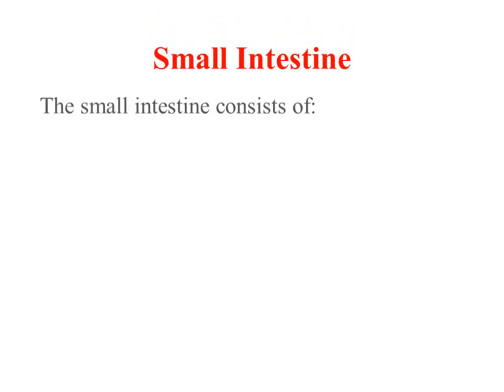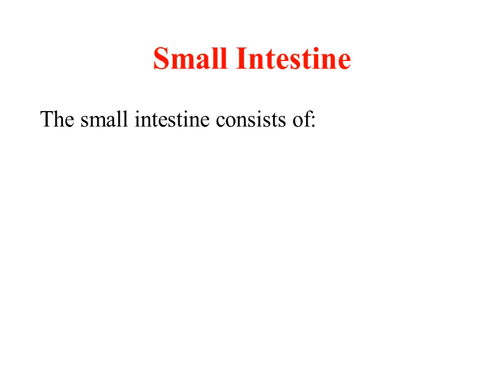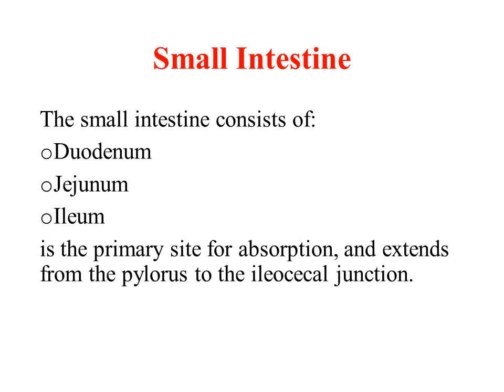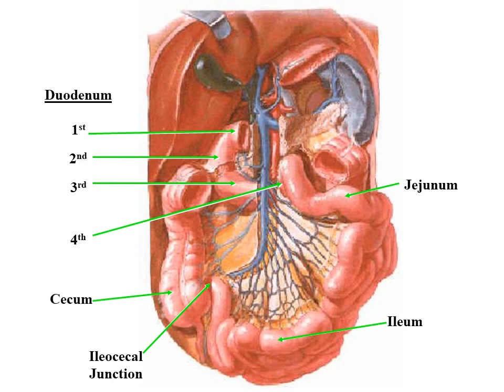The small intestine consists of three parts. We have duodenum, then we have jejunum, and we have ileum. It is the primary site of absorption and extends from the pylorus of the stomach to the ileocecal junction. You can see here, this is the jejunum in the upper left and the ileum in the lower right, and the ileocecal junction.